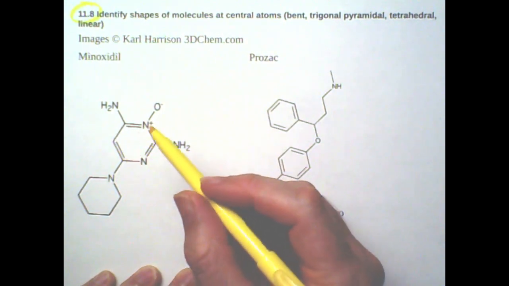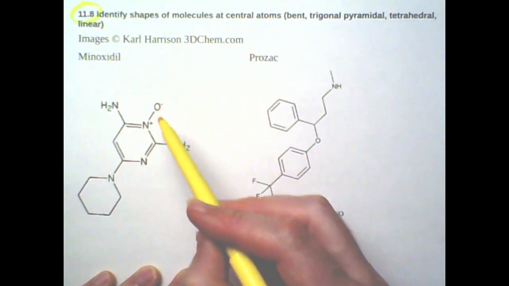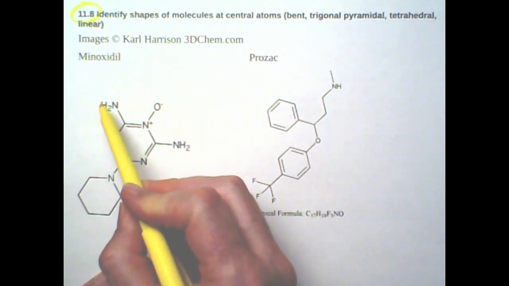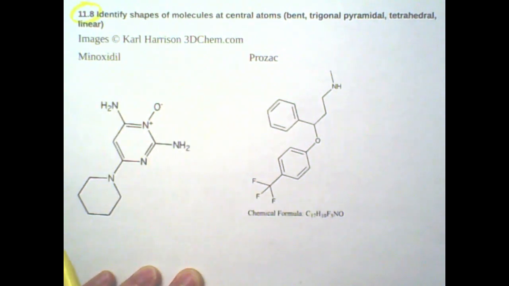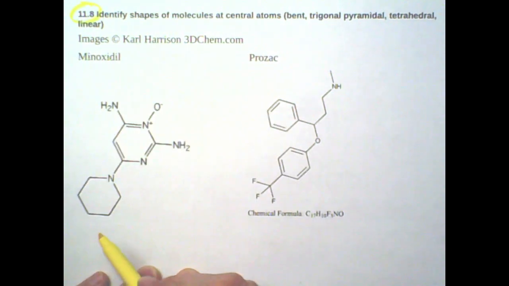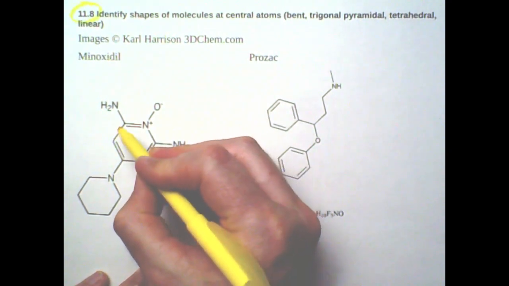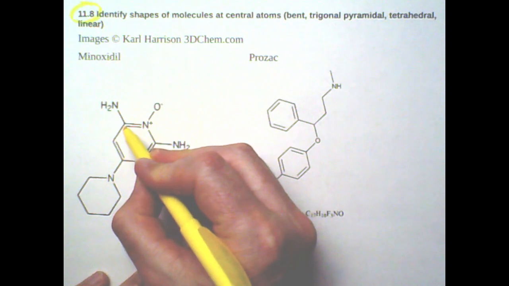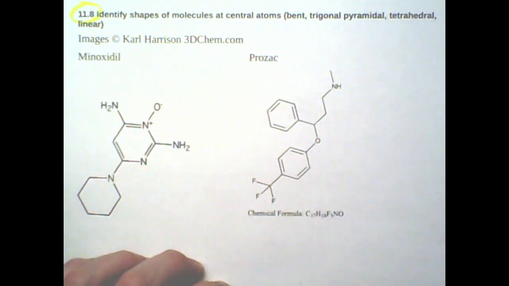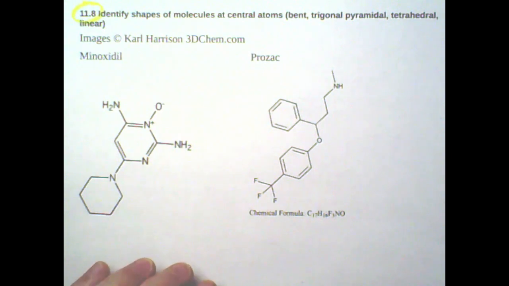So shapes don't really mean anything for the outside atoms, like the oxygen here, or the hydrogen here. And the shape of the whole molecule is too complex to make conclusions about. So we're going to narrow in on one atom, a central atom, and say, what's the shape there? What are the angles there? So there are certain shapes we need to look for.